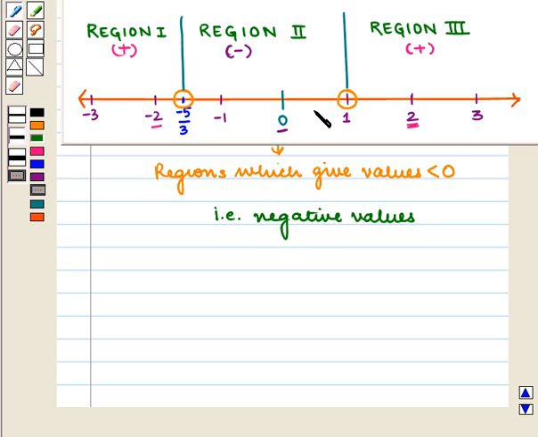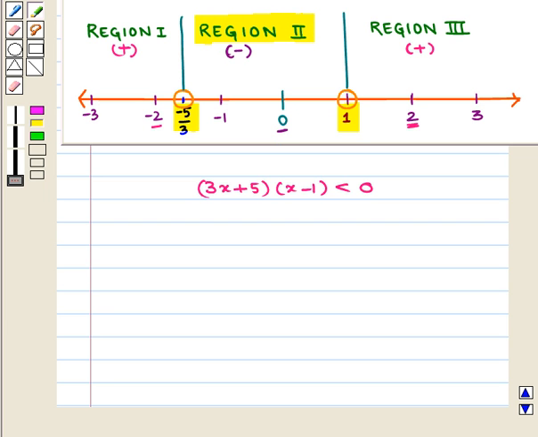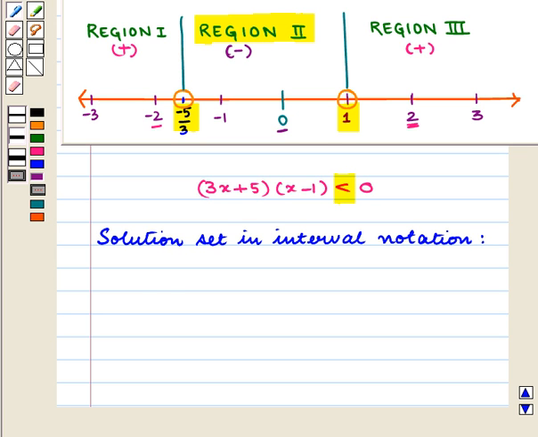See, in the sign chart, we have one region showing negative sign, which means this region will satisfy the given inequality and will form the solution set. This region is region 2. Also, the critical points are not included in this region because we have a strictly less than inequality. So the solution set in interval notation is given by open interval minus 5 by 3, 1.